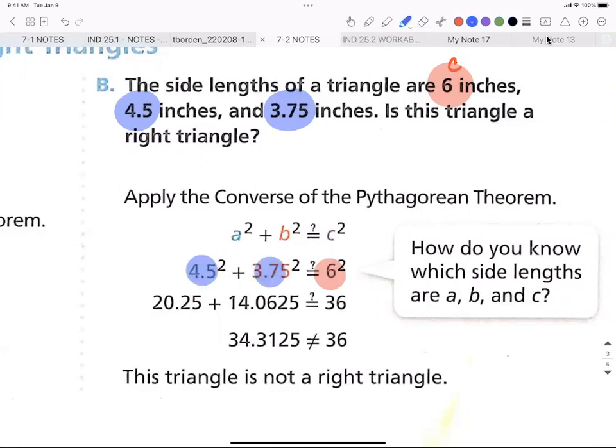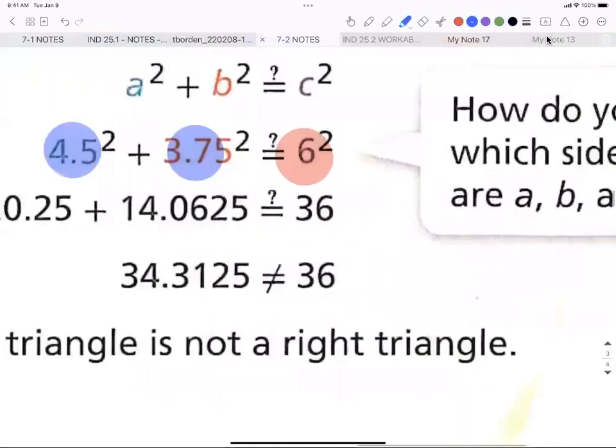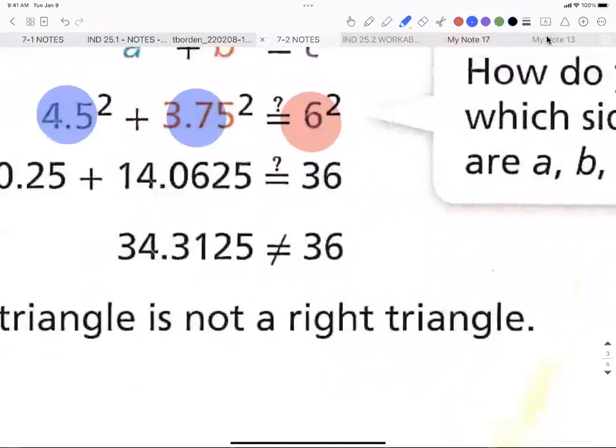And the 2 legs always go on the left. And even though they're decimals, don't overthink it. Still put them in your calculator. It's not 4.5 times 2. Be careful of that. I've seen that a lot today. It's 4.5 squared, which means 4.5 times 4.5. And then add them together. Again, just because they're decimals, don't overthink it. If they equal each other, then yes. If they don't, then no, it is not a right triangle.